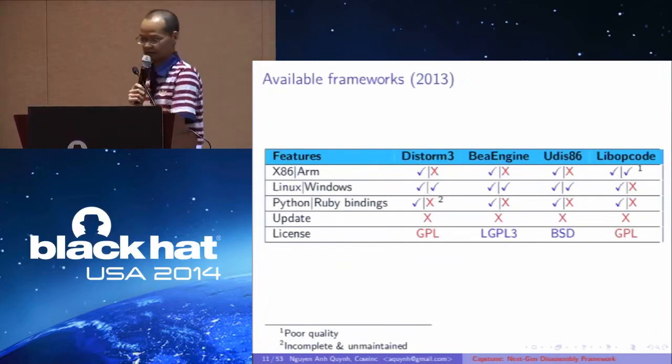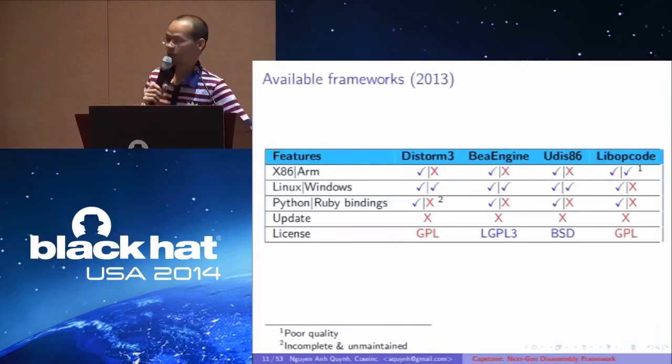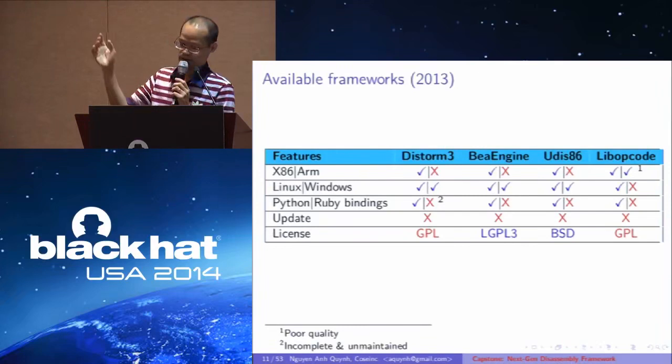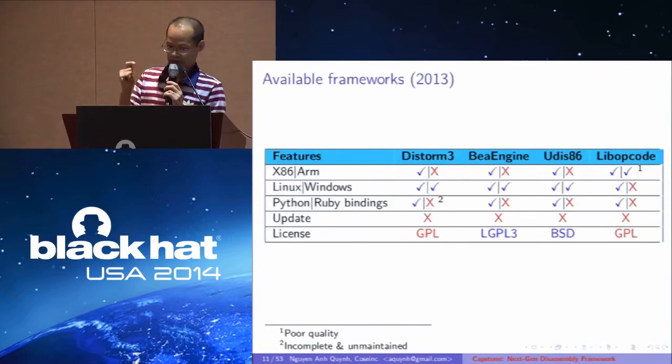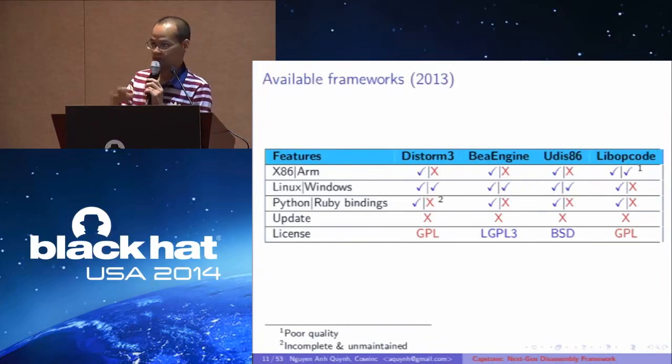To prove that, I have a slide. You can see I show you all of the popular frameworks that a lot of programs are using now. Here I only list the most popular ones: DiStorm, BeaEngine, UDIS86, and libopcodes. Libopcodes is actually very popular, but probably not many of you know. Libopcodes is a framework running under all the GNU tools, GDB, objdump, all of those GNU tools on Linux, on Unix, and so on.